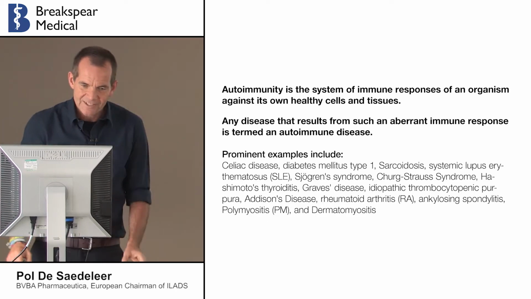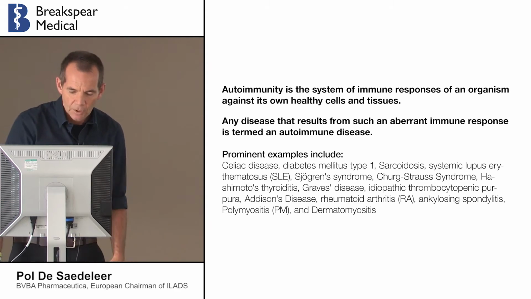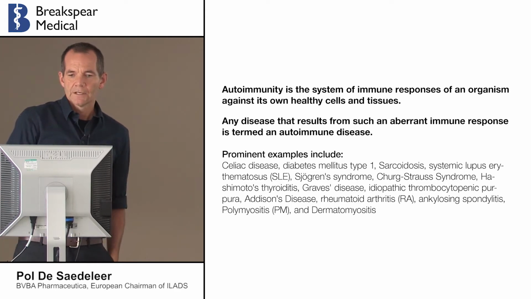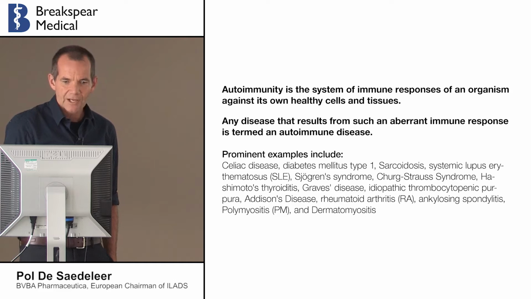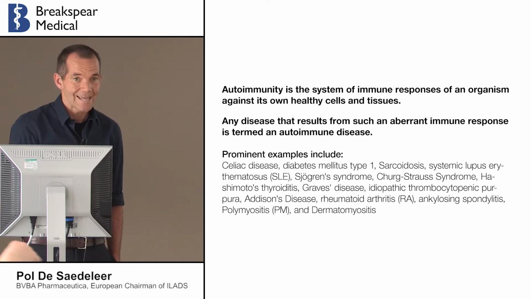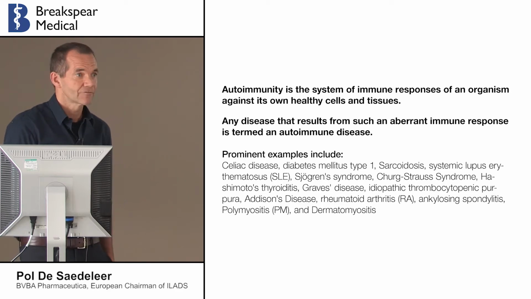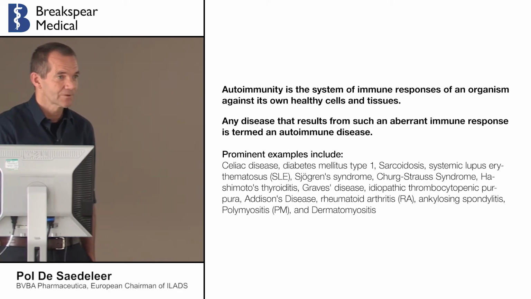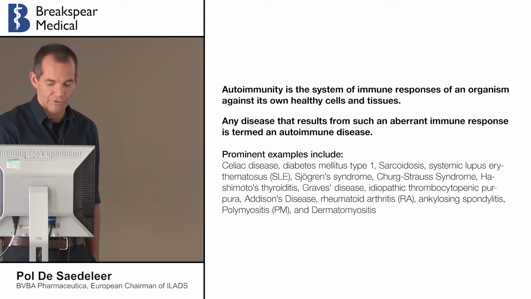Now, let's define autoimmunity. Autoimmunity is an immune response against our own healthy cells and tissues. Any disease resulting from such an aberrant immune response is what we call autoimmunity.